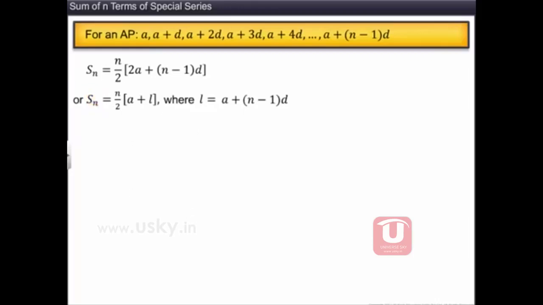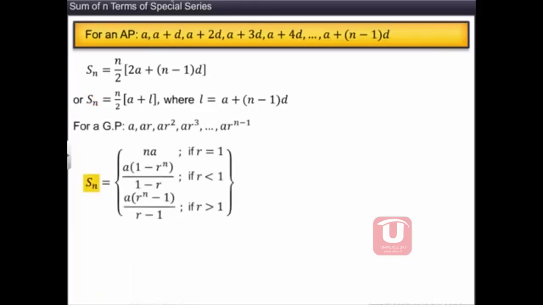And for a GP having n terms, the sum of the series is equal to na if r is equal to 1; a(1 − rⁿ)/(1 − r) if r is less than 1; and a(rⁿ − 1)/(r − 1) if r is greater than 1.